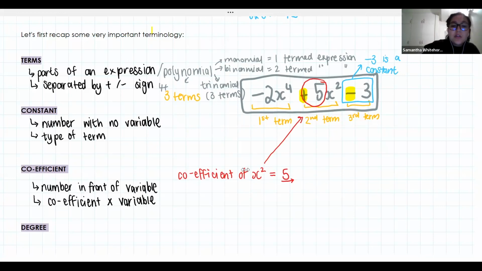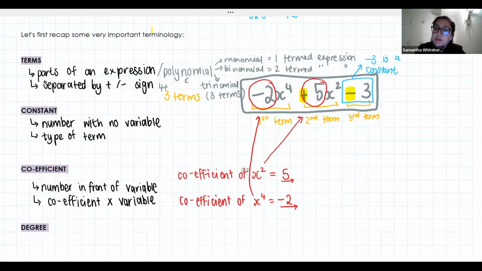If I asked you for the coefficient of, let's say, the x to the power 4 term, we again go to our x to the power 4 term. We look at the number in front, that is -2. So always bear in mind that any number has a sign. If it's positive, we don't have to write the positive, so I just wrote 5. But if it is a negative coefficient, please remember to write it down. So the coefficient, the number in front of the variable, is the value we are timesing the variable by. For example, in the first term, that is saying -2 times x to the power 4.